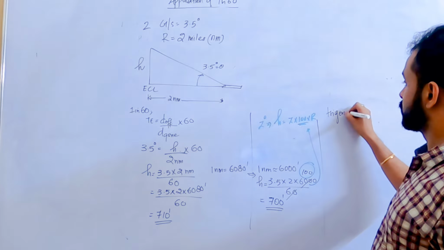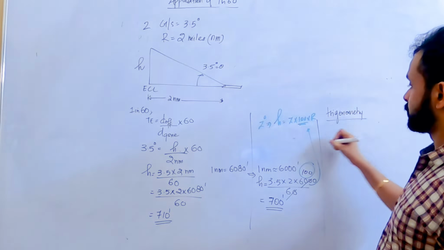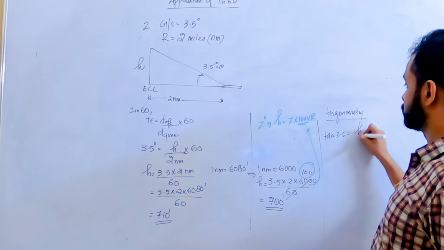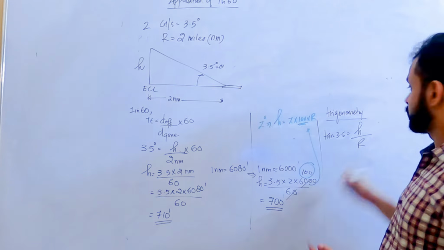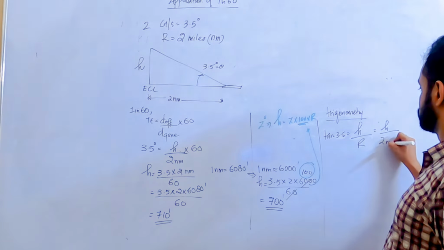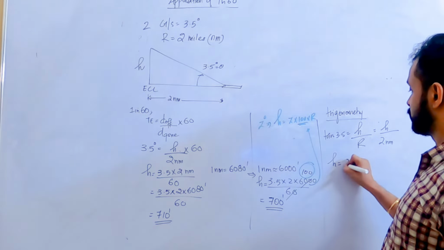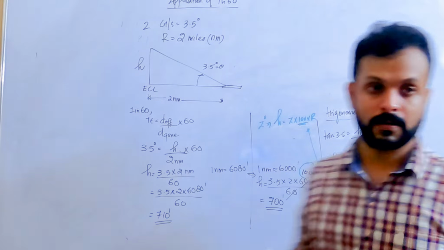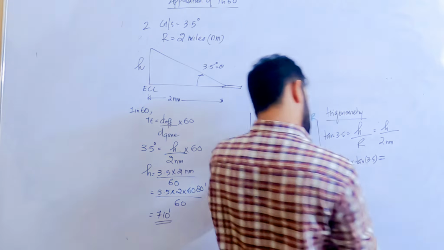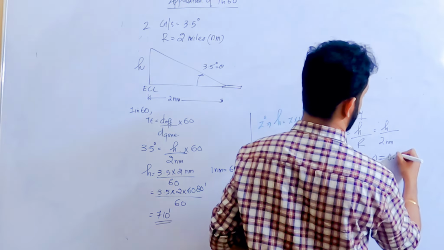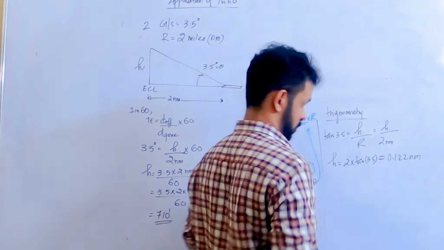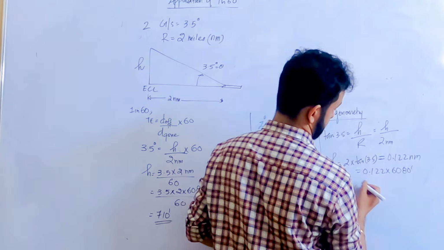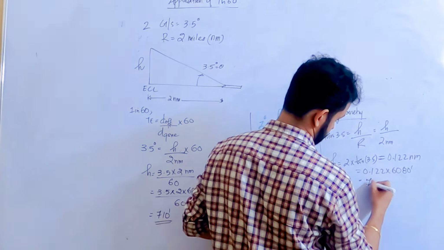Now what happens if I use a trigonometric function here? Tan theta. Theta is 3.5 degrees, equals h, which I need to calculate, divided by the base, 2 nautical miles. So h in nautical miles will be 2 into tan 3.5, which is 0.122 nautical miles. Multiplied by 6080 will give me 743 feet. This is the actual answer.